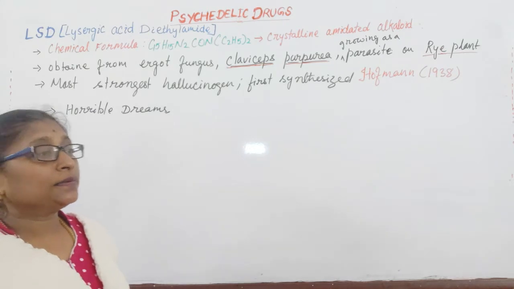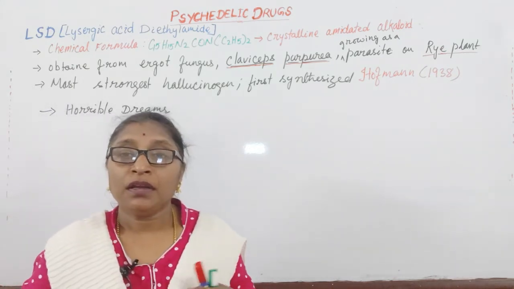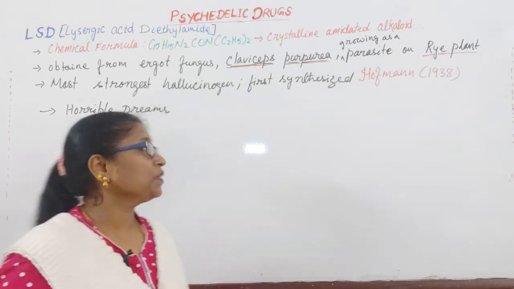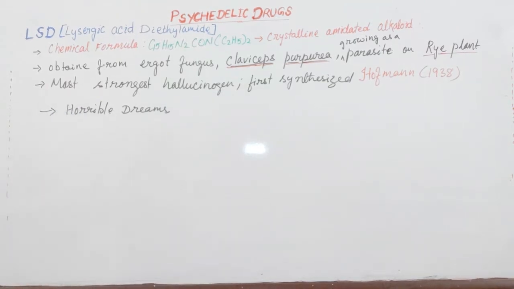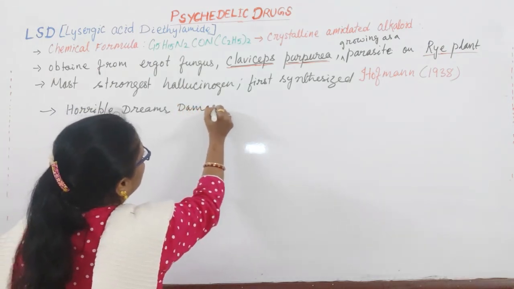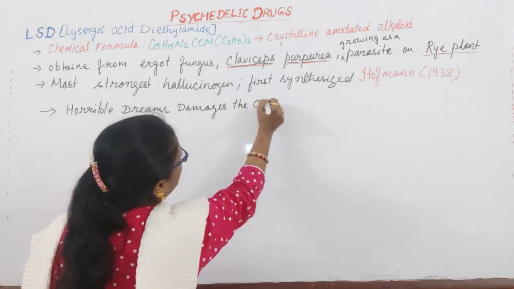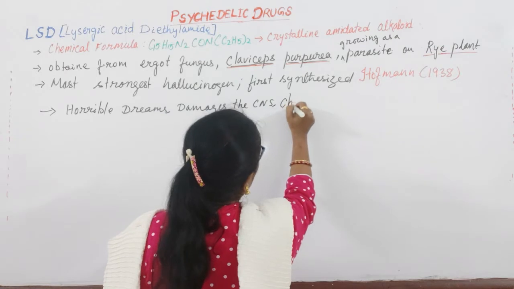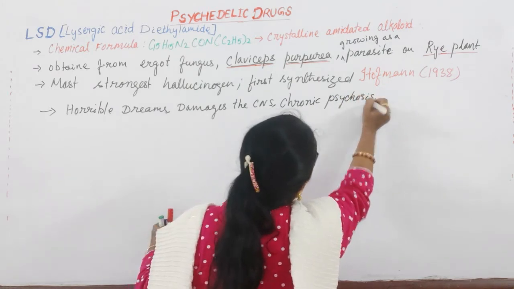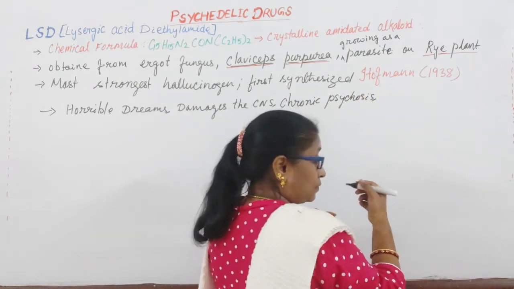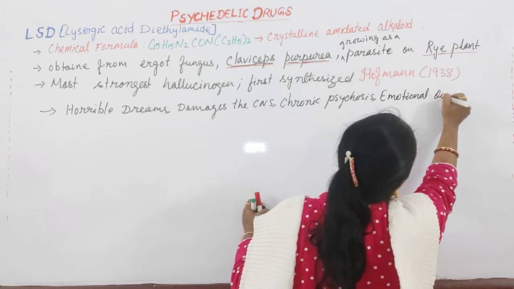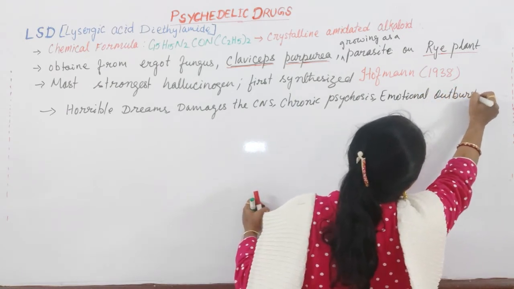and affects the central nervous system. Actually, by using hallucinogens, it damages the central nervous system, causes horrible dreams, causes chronic psychosis, and emotional outbursts occur.